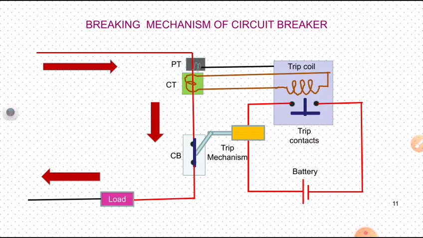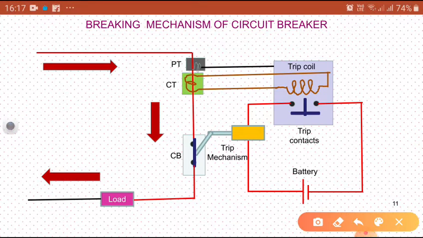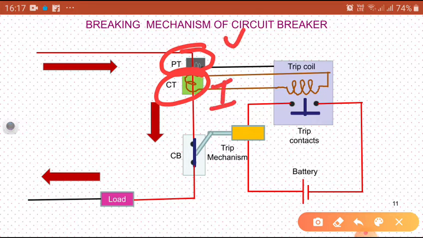What is this one? Already you know. This is a PT, a potential transformer. It will measure the voltage in the system. This is a CT, a current transformer. It will measure the current. Always, a current proportional to the CT current will pass through the trip coil.